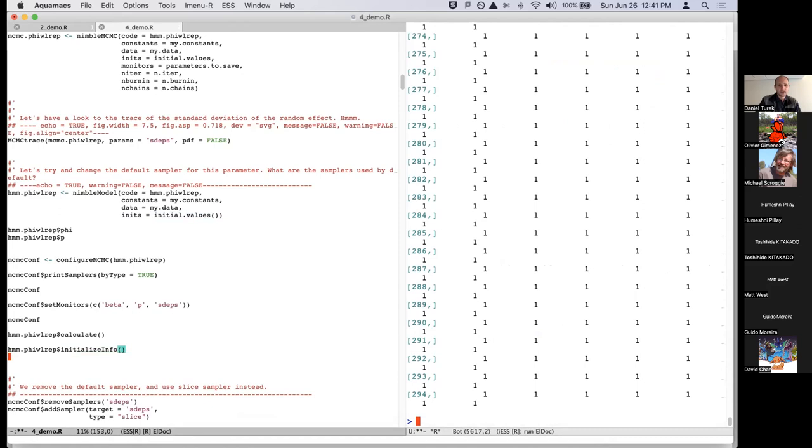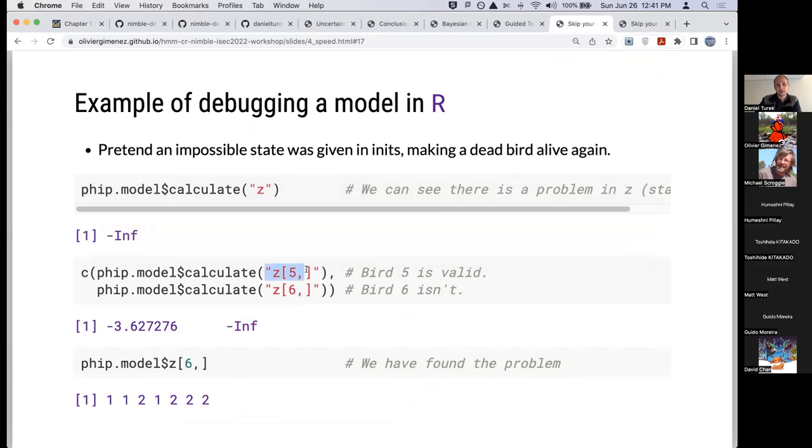In particular here, looking at calculations for particular capture histories, the fifth individual gives us a valid log likelihood. The sixth individual is not correct. By inspecting that, you pull out the initial values for the sixth individual, the Z values. The capture history indeed suggests that this individual died, this represents dead, and then comes back to life, which is not possible. So this sequence of 2, 1 in the Z variable leads to an impossible state and a negative log likelihood.